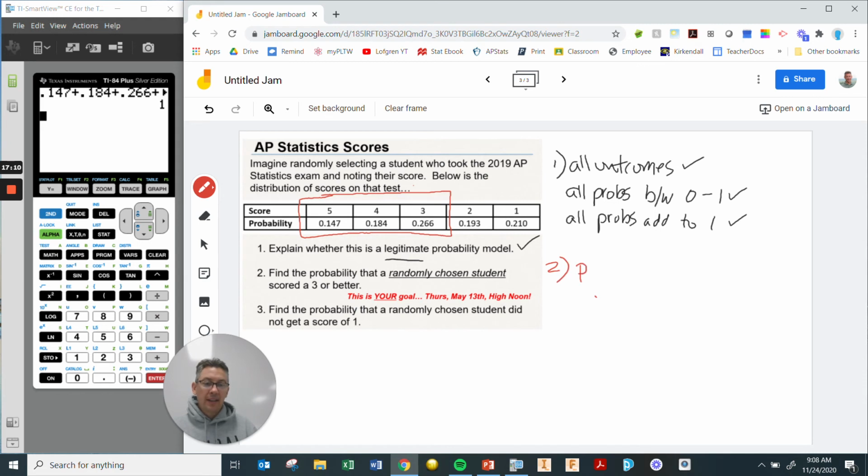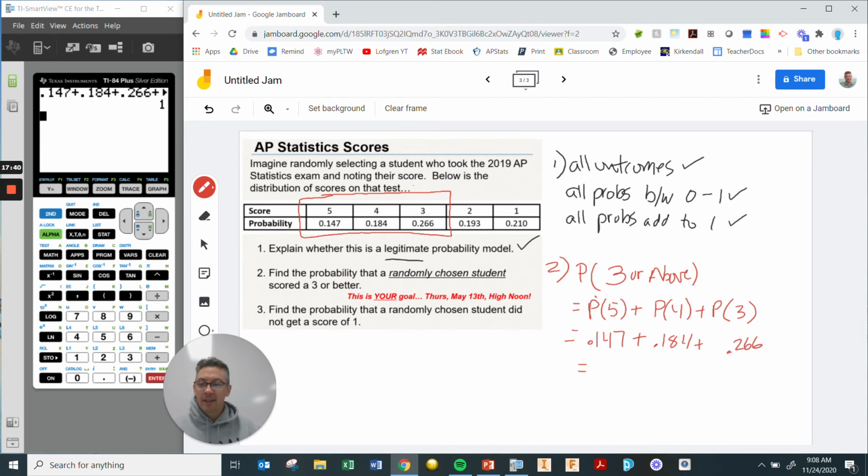So one way to calculate this, I'm going to indicate it this way, the probability of 3 or above, 3 or better. We could calculate that by saying that's the probability of getting a 5 plus the probability of a 4 plus the probability of a 3. So those are all my scores, 3 or higher. And I can add those together, 0.147 plus 0.184 plus 0.266, and we can get that answer.